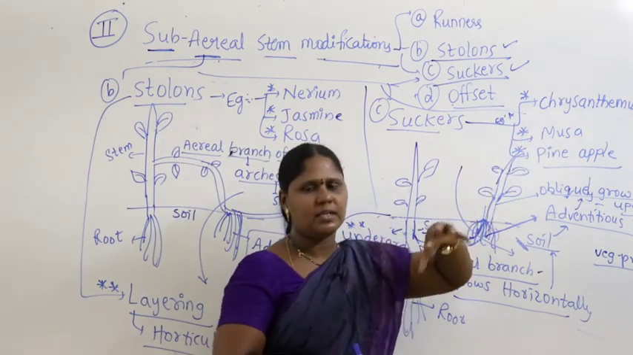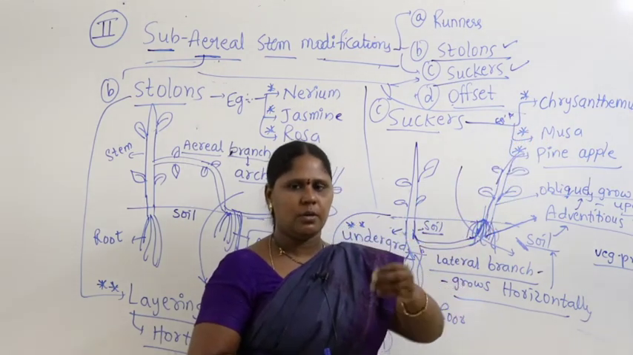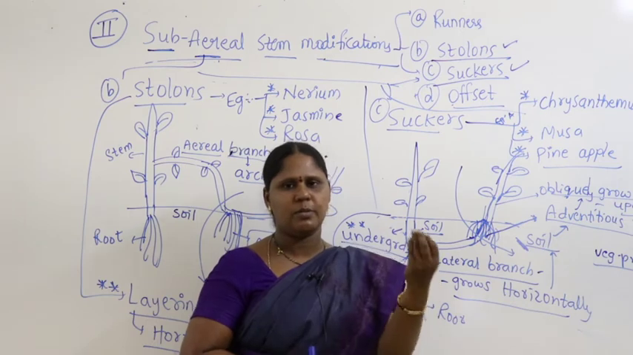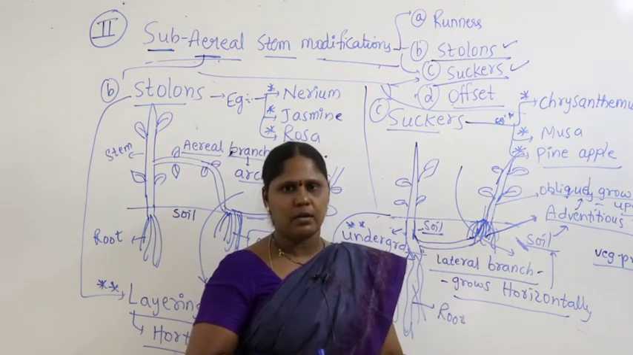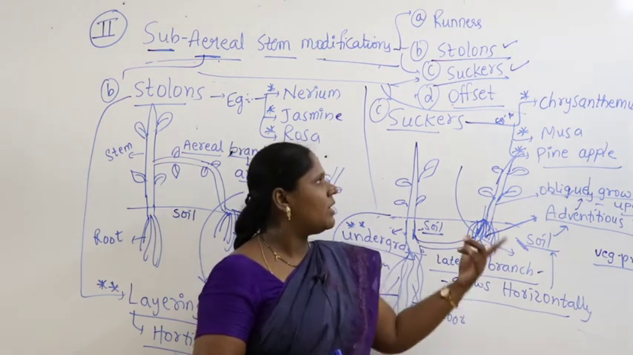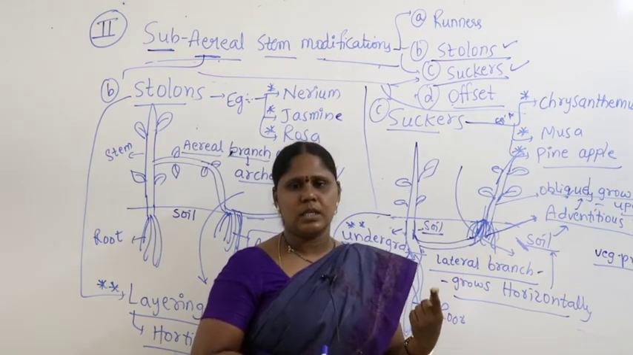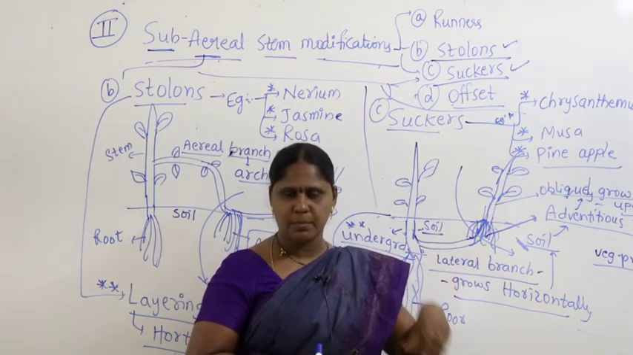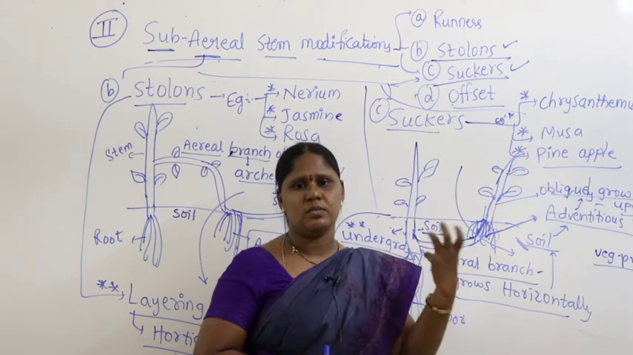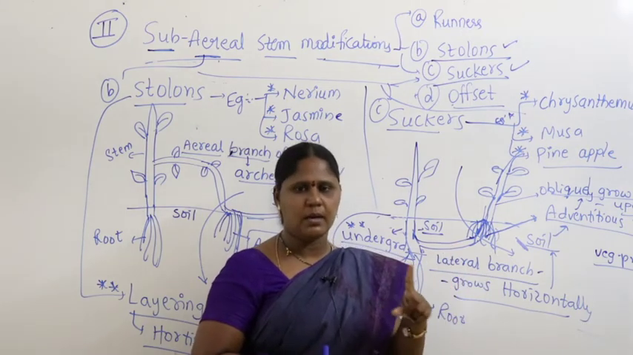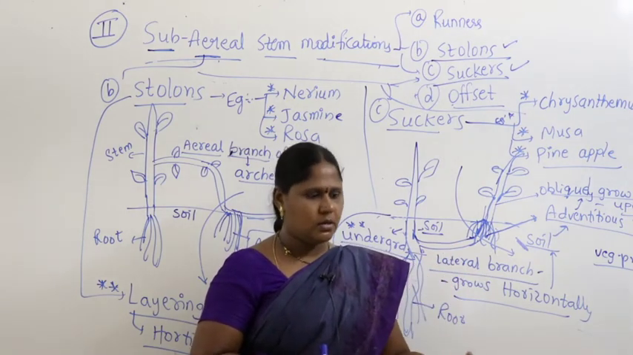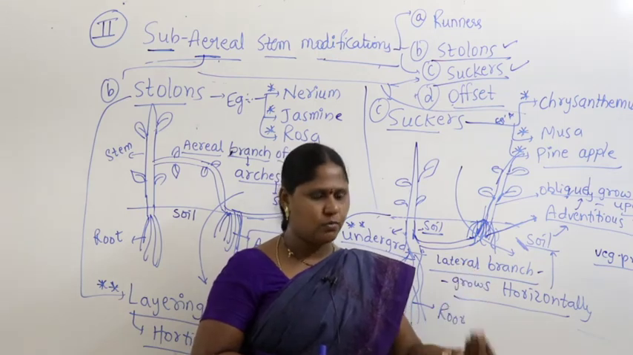Generally if you keep one chrysanthemum, chamanti mukka, you will get so many. Similarly, Musa, banana. See that banana, if you keep one banana plant, so many bananas will come. If you keep one banana in the soil, surrounding it you will get so many banana plants.